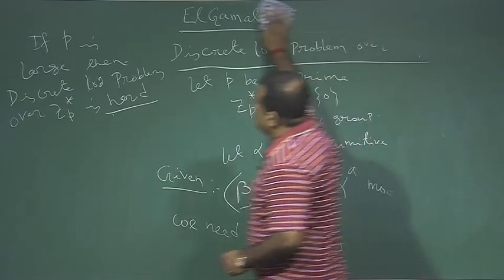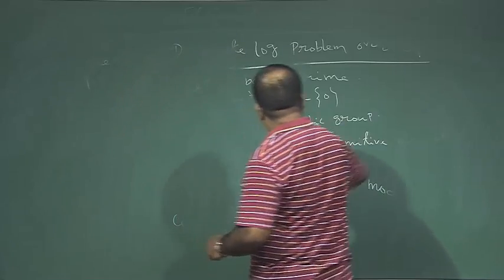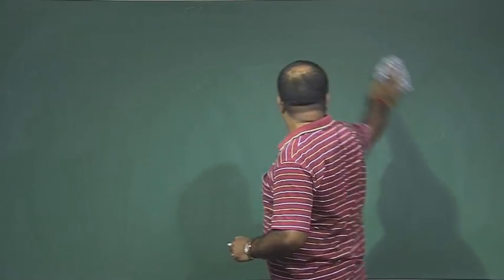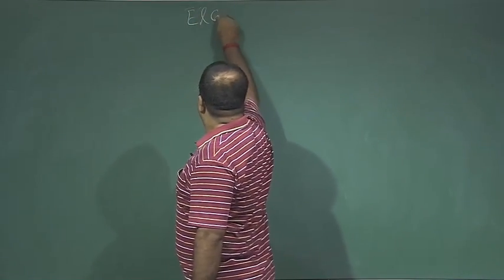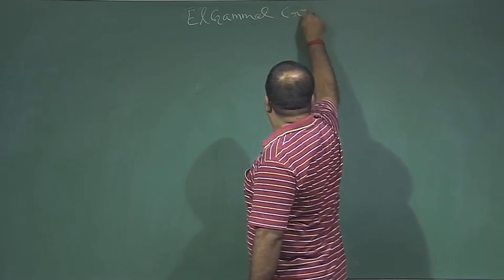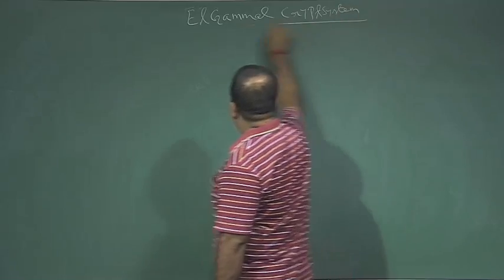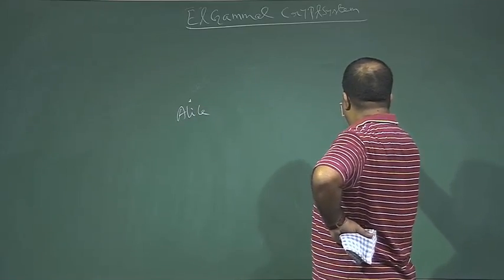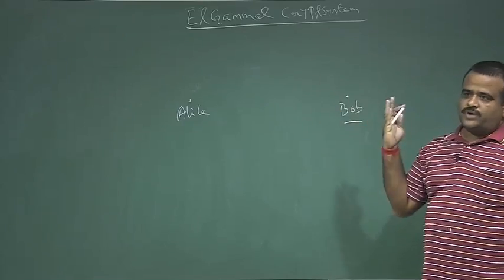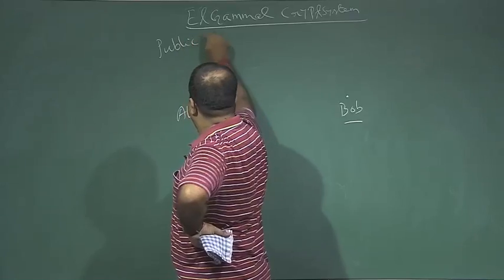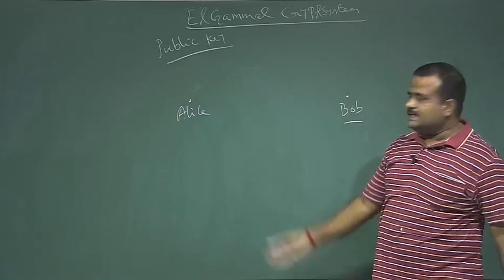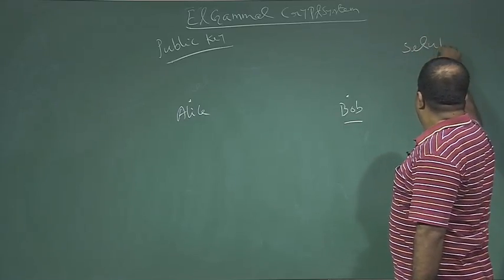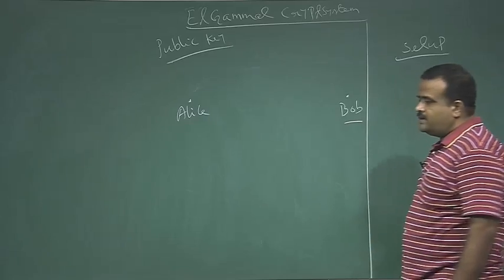Okay, so let us just talk about the ElGamal Cryptosystem. This is a public key crypto system, so one has to generate the public key private key pair in order to receive the message. So the same story: Alice wants to send a message to Bob. Bob is the receiver, Alice is the sender. This is the public key setup. Alice wants to get Bob's public key in order to encrypt the message, so this setup has to be done by Bob. Bob has to generate his public key private key pair.